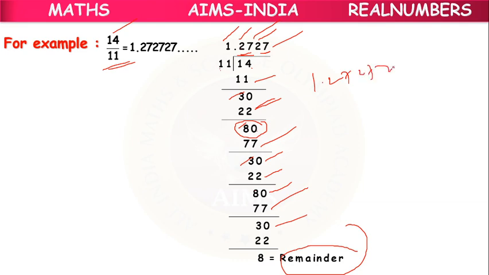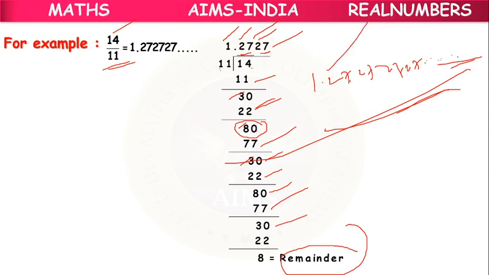1.272727 and so on. Like that, they are repeating. So this decimal expansion is not terminating but repeating, a non-terminating repeating decimal. Okay, children? In this way, two cases are possible: either terminating or non-terminating repeating.